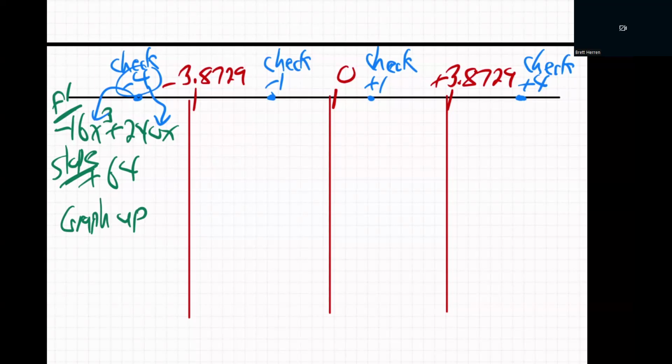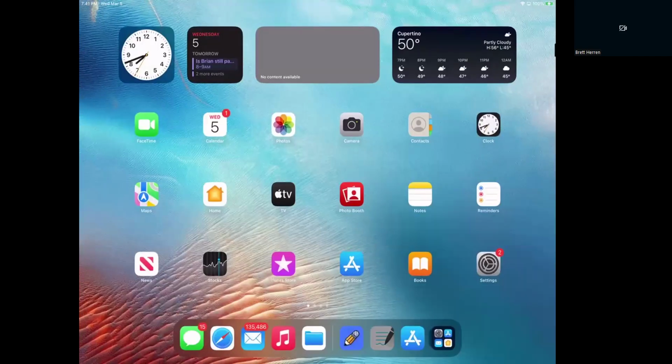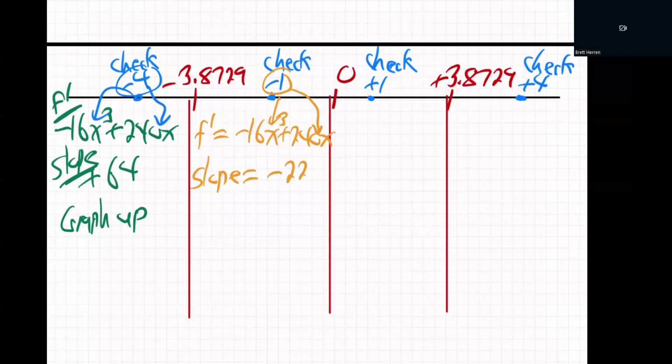All right, let's check the middle. Same thing. F prime, the slope, is negative 16x cubed plus 240x. So take that negative 1, plug it in. That's going to tell us the slope, first order slope. And what do we get? Negative 224. It slopes negative. So that means the graph is going down in that section.